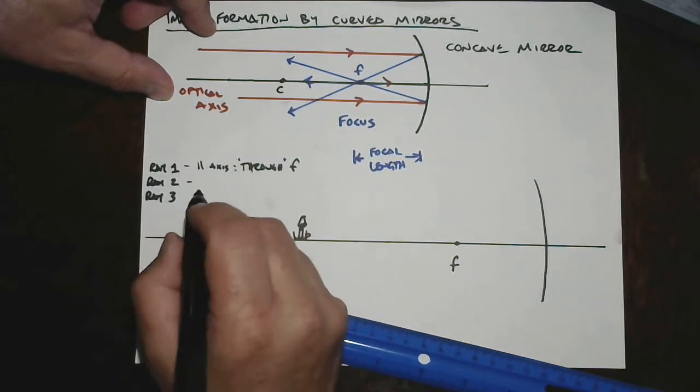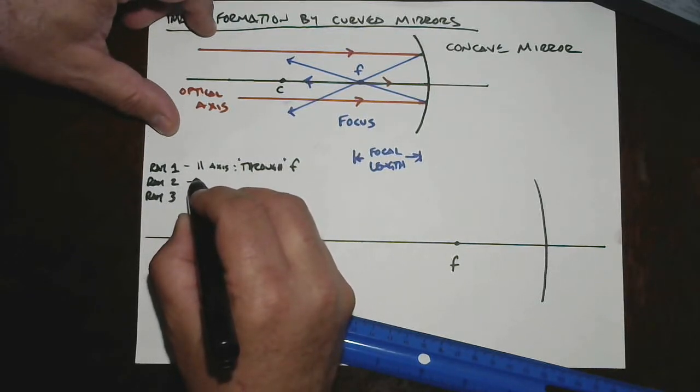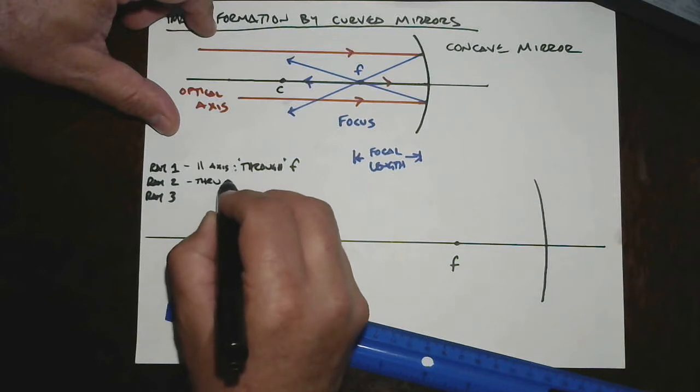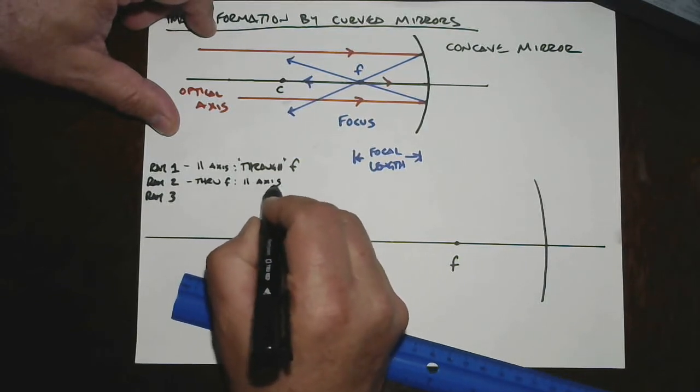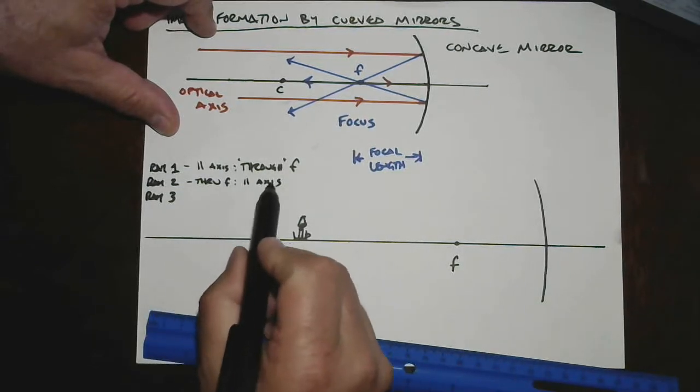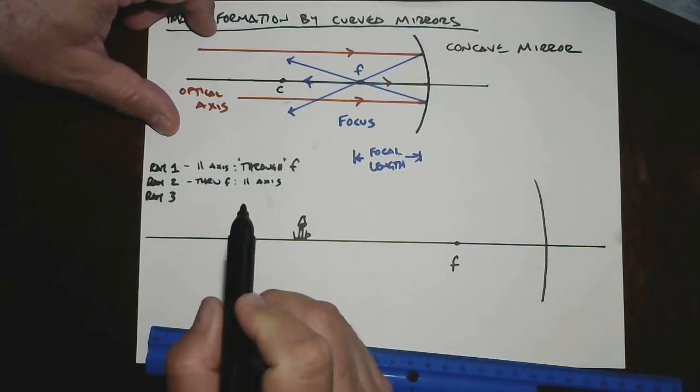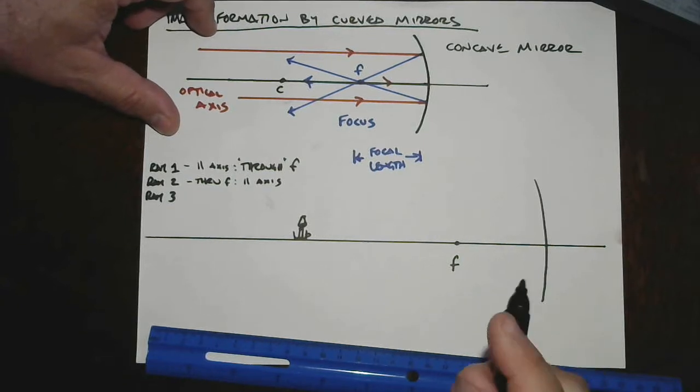Ray number 2 is very easy to remember. It's exactly the opposite. It begins life through the focal point, and when it bounces off, it goes parallel to the optical axis. And those 2 are enough to find the image of anything. In fact, I tend to just use ray number 1 and ray number 2.